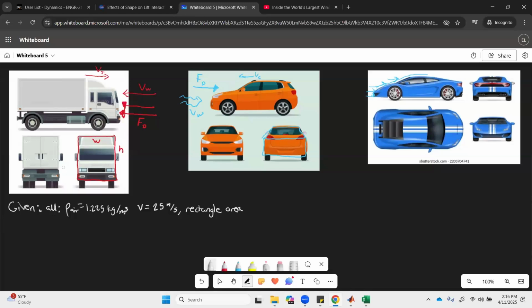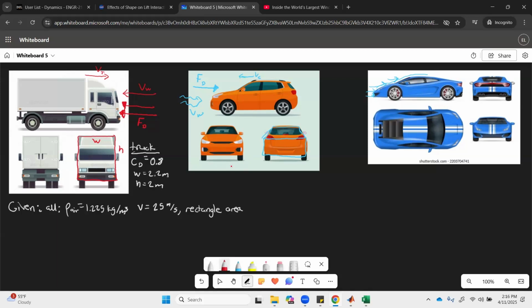So now we need to be given some different parameters. So here for the truck, we'll say that the drag coefficient for the truck equals 0.8. We'll say that the width of the truck is 2.2 meters, and then the height, h, equals 2 meters.